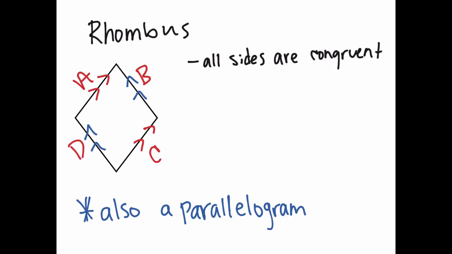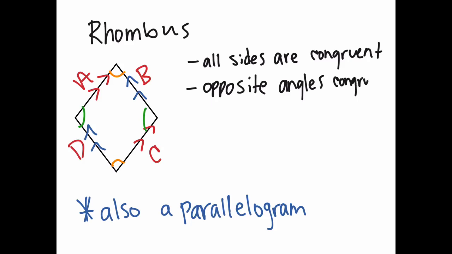Another quality of a rhombus is that the opposite angles are going to be congruent. So here the green are congruent and then the orange are congruent. Now this is different from a square because in a square, all of the angles were the same.